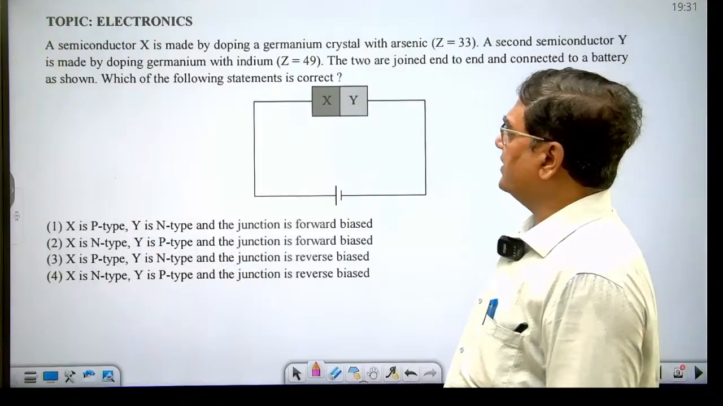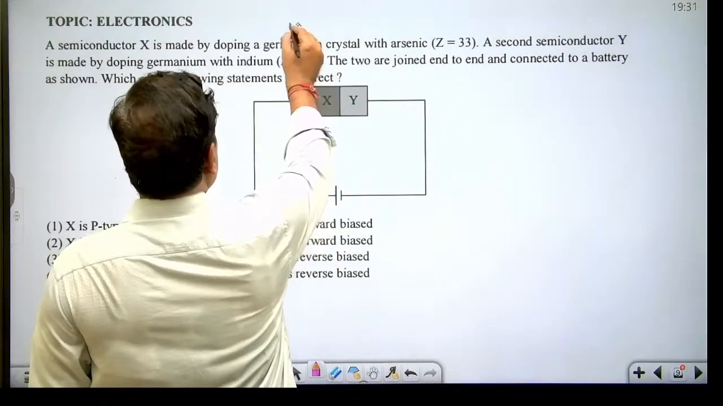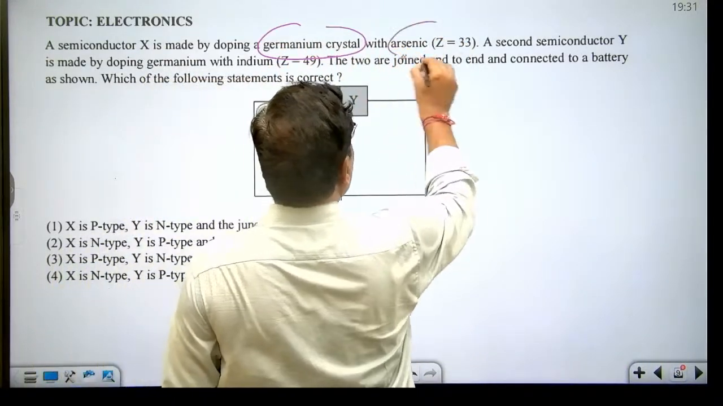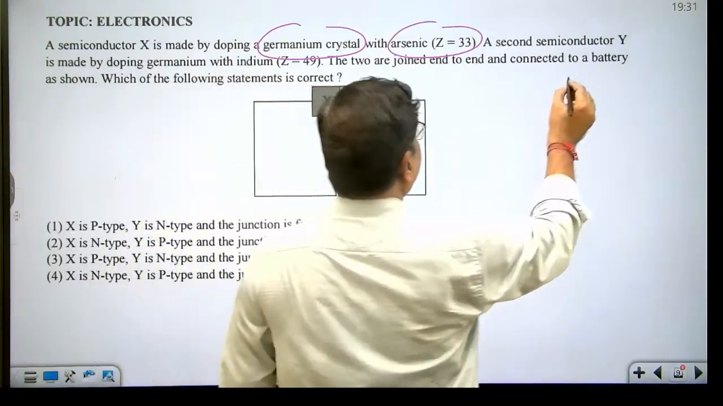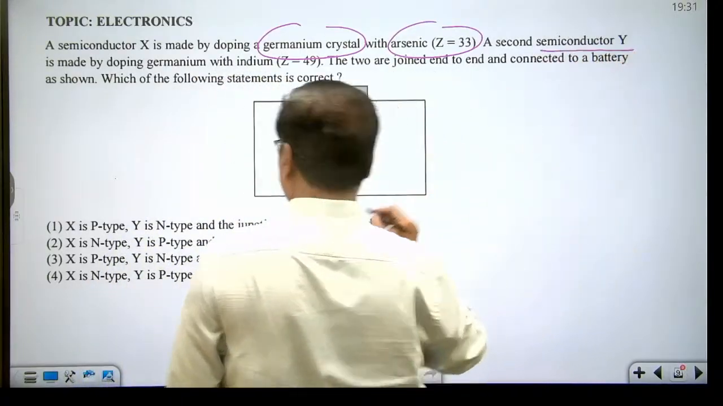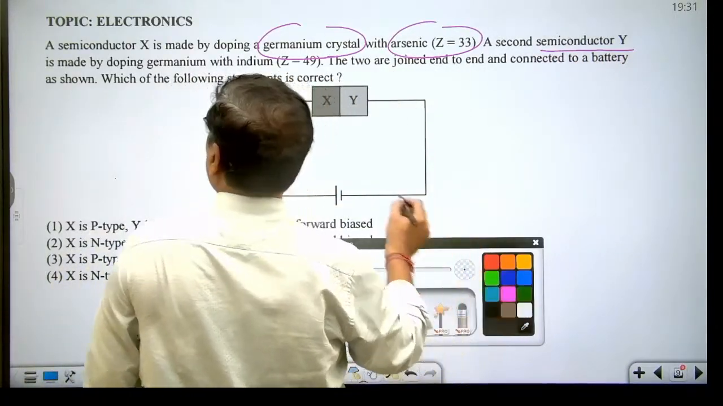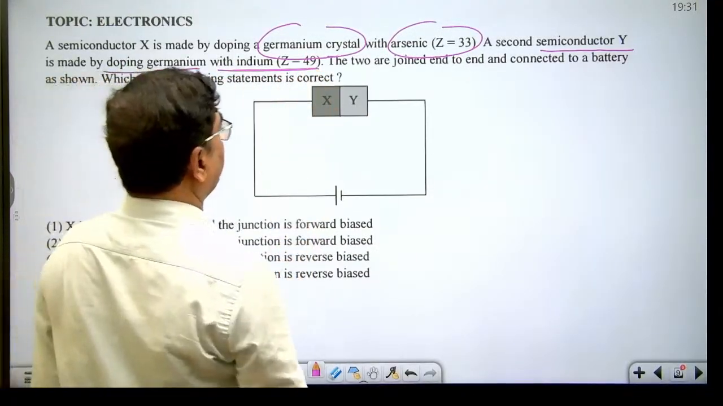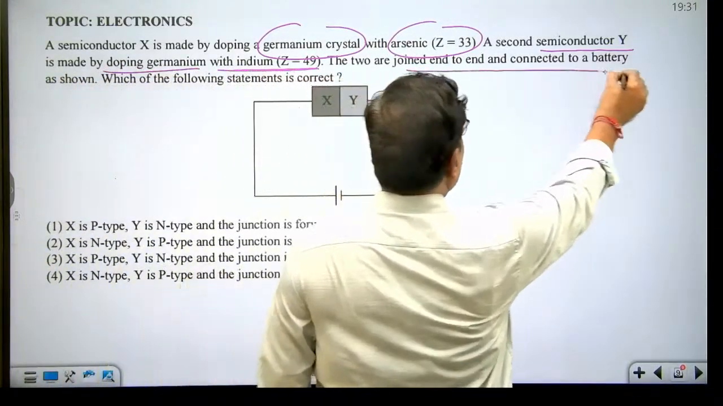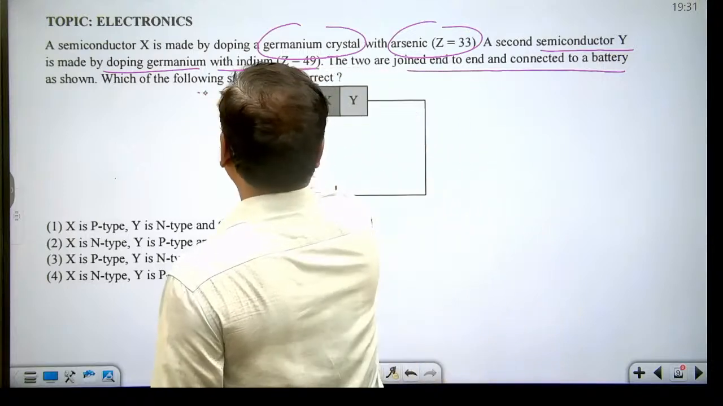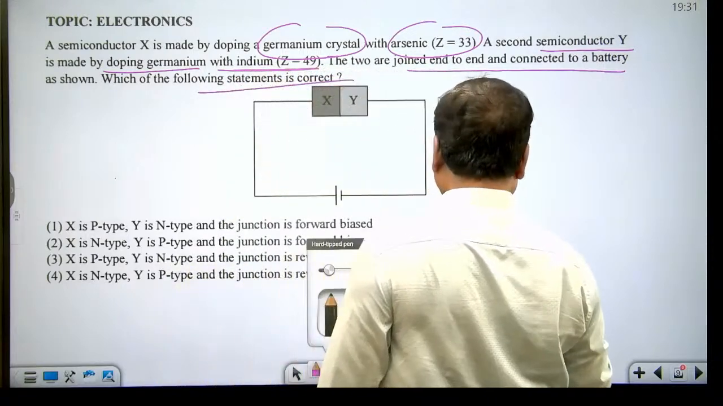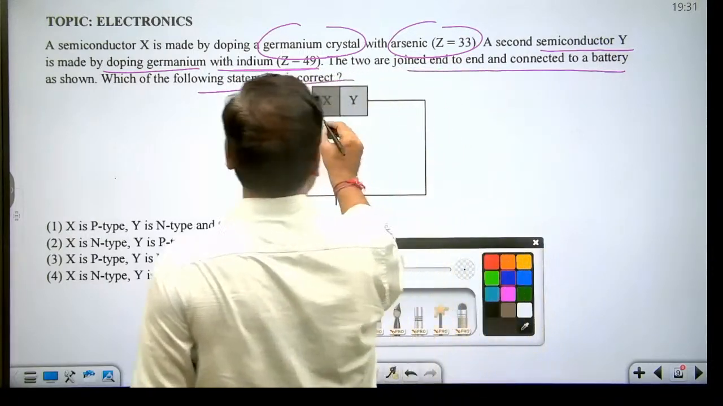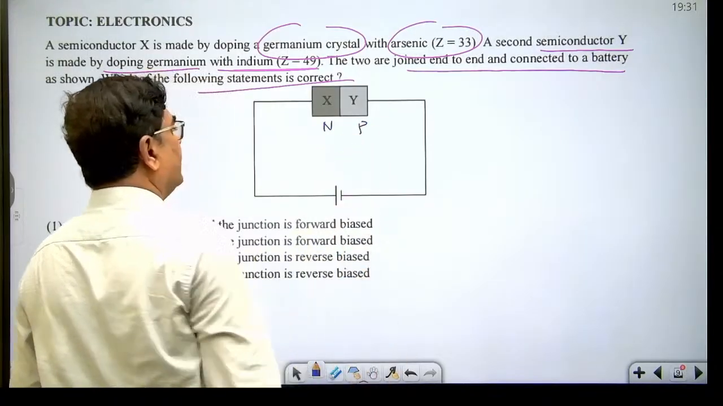A semiconductor X is made by doping a germanium crystal with arsenic, means pentavalent impurity. A second semiconductor Y is made by doping germanium with indium, means trivalent impurity. If two are joined end to end and connected to a battery as shown, which of the following statement is correct? In this question, this is N-type semiconductor and this is P-type semiconductor.